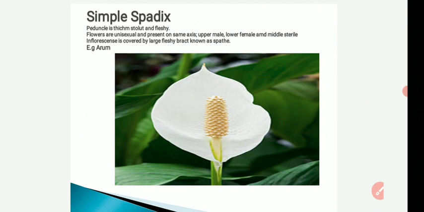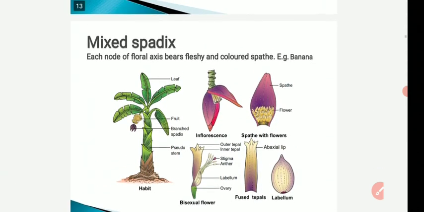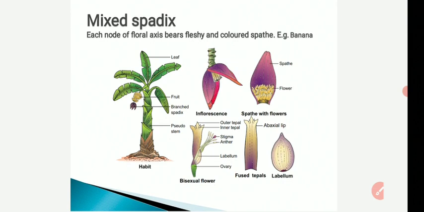The example is arum, and the example of another type, mixed spadix, is the banana. You might have seen such flowers which are used for ornamentation in indoor as well as outdoor plants, that is arum. Next type, that is mixed spadix. In banana, the spadix inflorescence is very large. Each node of the floral axis bears a fleshy and colored spathe and it is called mixed spadix.